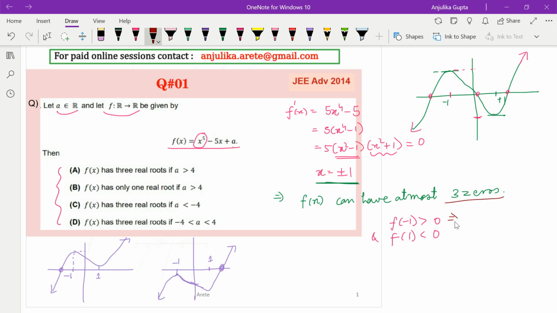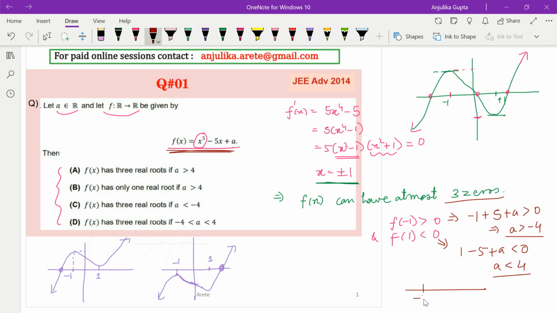So let's have it here. What is f of minus 1? Just plug in the value. You get minus 1 to the power 5, that's minus 1, then plus 5 because 5 into minus 1 is minus 5 and we subtract it, and then plus a. You want it to be positive, and from here you get that a is greater than negative 4. And what do you get from f of 1? That is 1 to the power 5, then minus 5 times 1, plus a, and you want this to be less than 0. That means you want a to be less than 4. So combined, a is greater than negative 4 and less than 4. So a can be here to get 3 zeros.